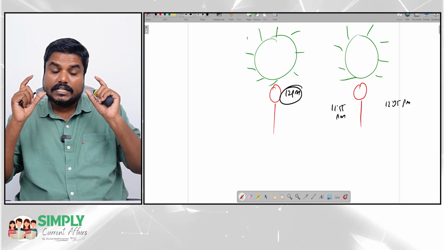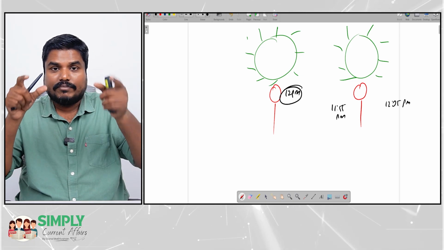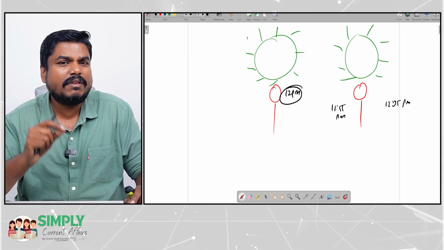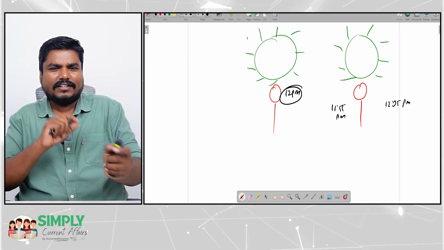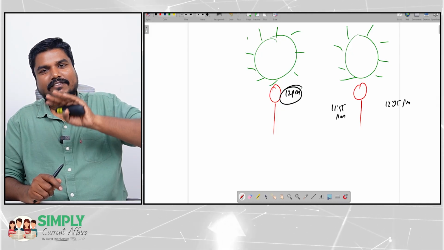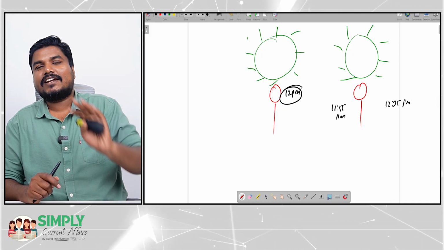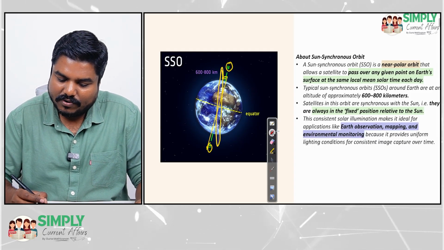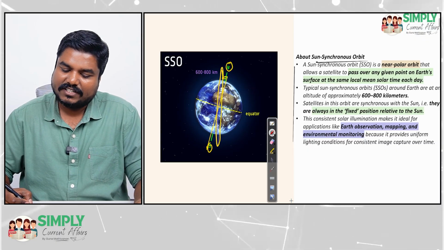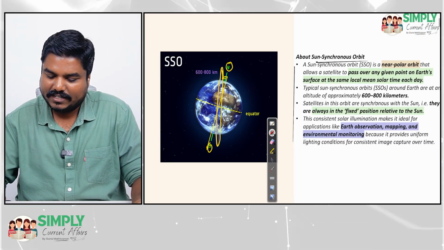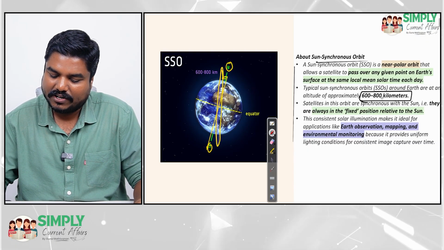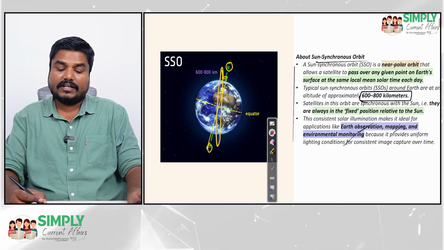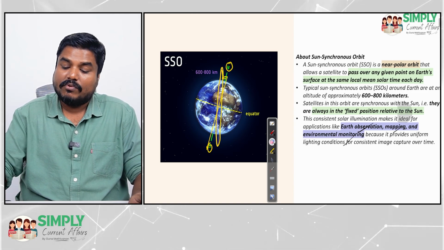We have to sync it for Earth observation satellites. For Earth observation satellites, it's better to follow the solar clock so that it will be very, very precise. So for this precision, we have kept the NISAR satellite in the sun synchronous orbit. Right? I have given information about this as well. It is at a distance of approximately 600 to 800 kilometers. It helps in Earth observation, mapping, environmental monitoring. So this is about the sun synchronous orbit.